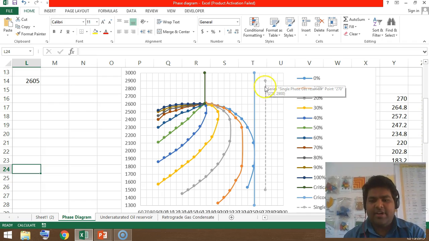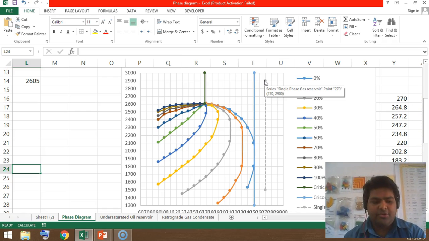Okay, now you will ask why the dotted line. When we produce from a reservoir, we are basically withdrawing the fluid. So at reservoir condition, we assume the temperature to be constant. Like temperature at this point is 270°F. So we will assume this temperature to be constant for the reservoir.